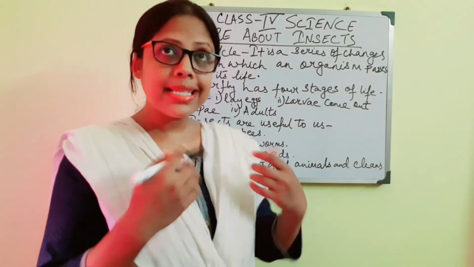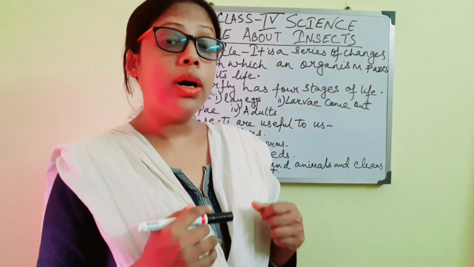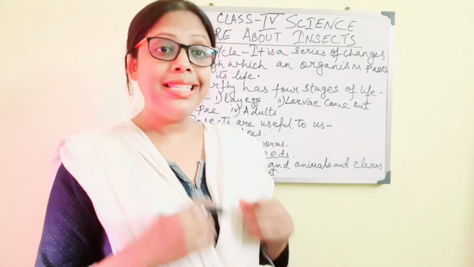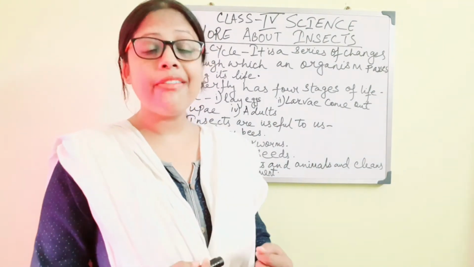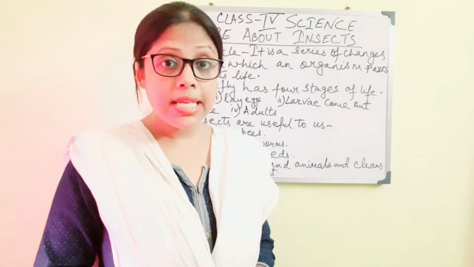Now, the next insect that is useful to us is the silk worms. Now, these silkworms, they give us silk. What do we get from them? They give us silk.